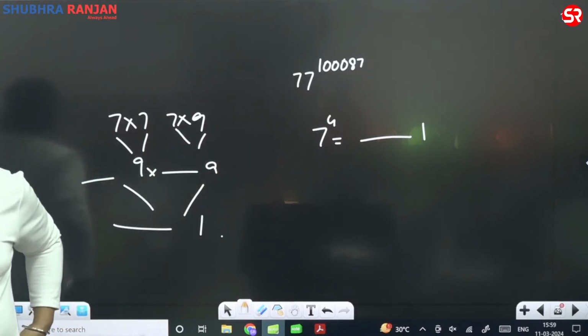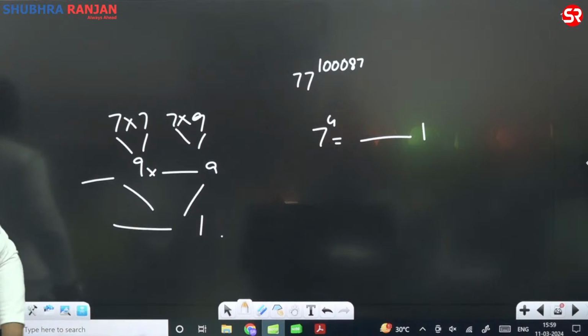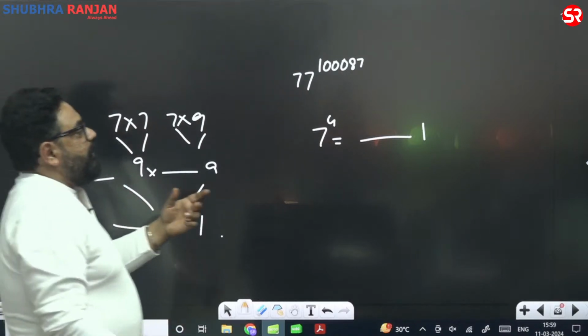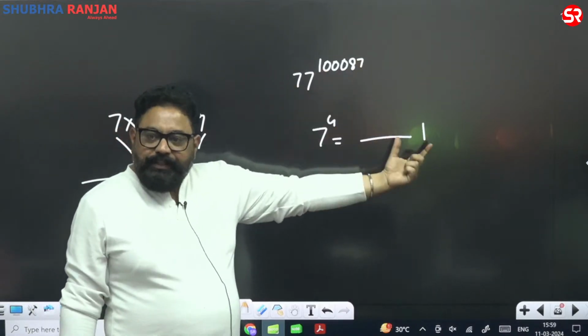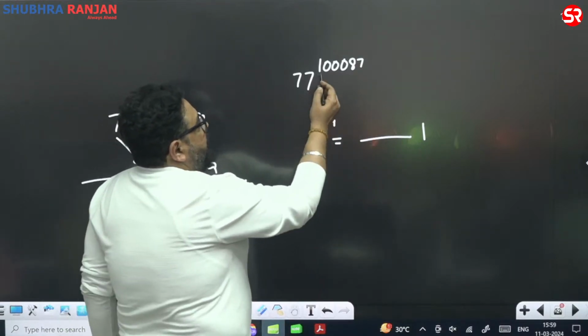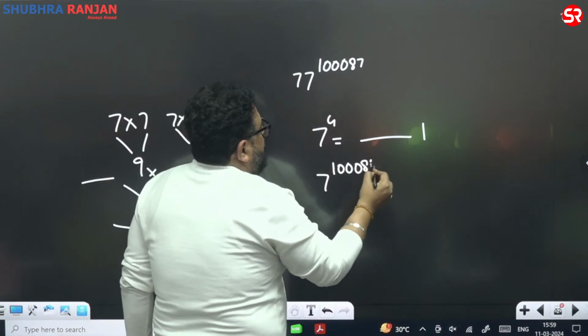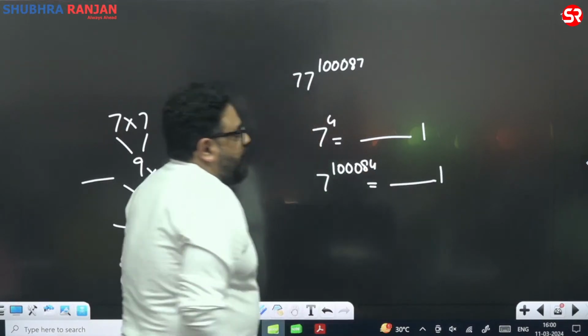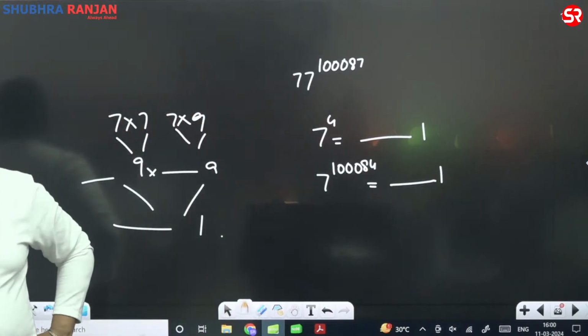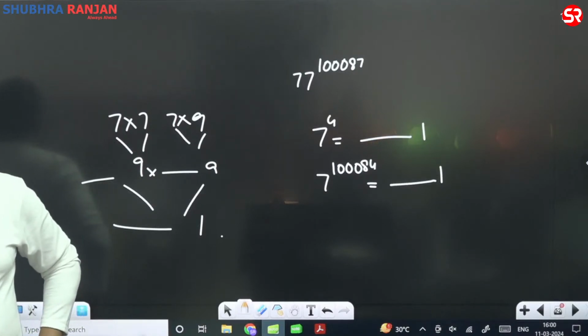Is it clear now? Guys, is it clear now? So any multiple of 4 gives you 1 at unit place. A multiple of 4 less than 1000087, 1000084 also gives you 1 at unit place. Divisibility rule of 4: last 2 digits are exactly divisible by 4.